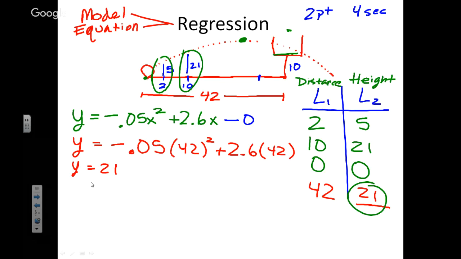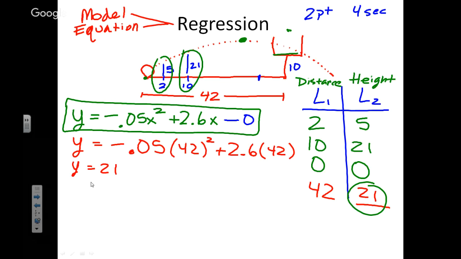How do we find the vertex? What form is this in right now? Standard. So we use the trick to get the vertex out of it. What is our trick for that? Negative b over 2a. So in the calculator, you would type in negative 2.6 over 2 times negative 0.05.